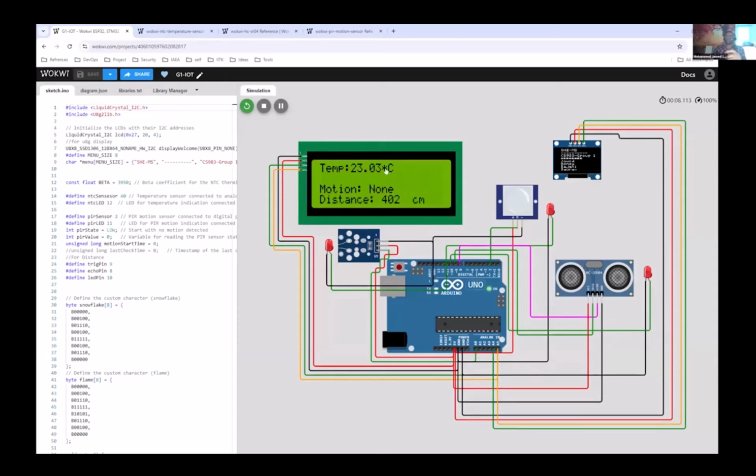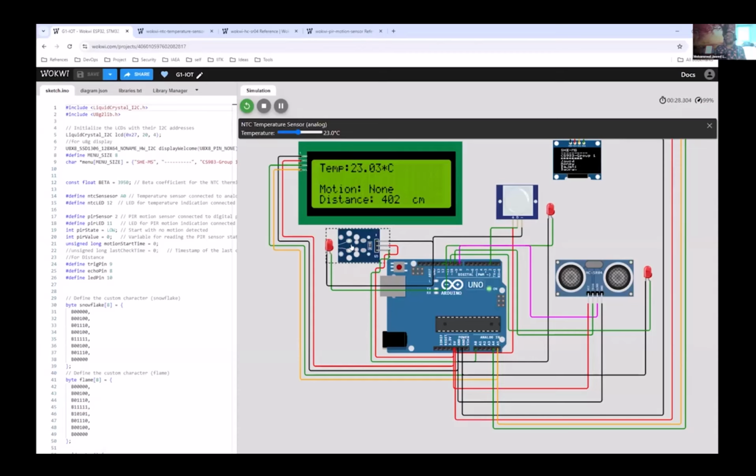Right now it's showing the temperature at 23 degrees Celsius, then motion. There is no motion over here, so it's saying that there is no motion. The distance is 402 centimeters. By default, it's 400, but it's showing 402. I will explain why I'm seeing the difference over here also.